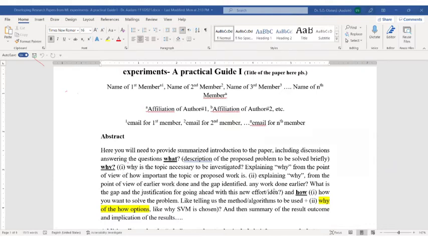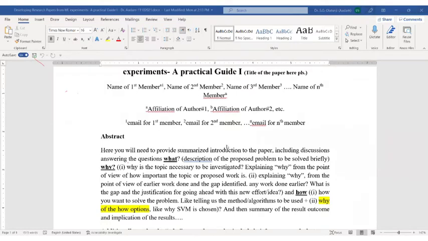And of course, you also tell us the how, how you want to solve the problem. And the how we also divided into two. So how you want to solve the problem by telling us the method you're going to use, and also tell us the why of how. Why are you choosing that particular solution? There are other solutions that could be possible. So why are you choosing this?